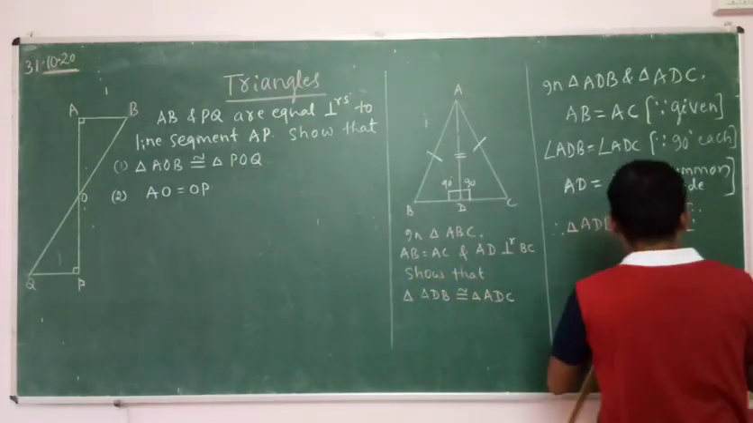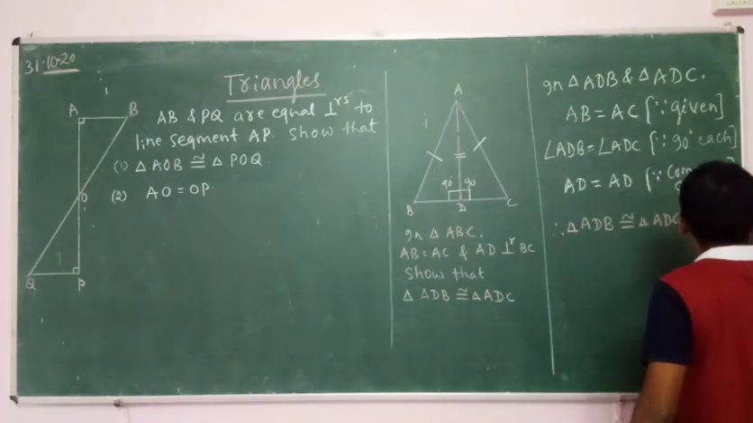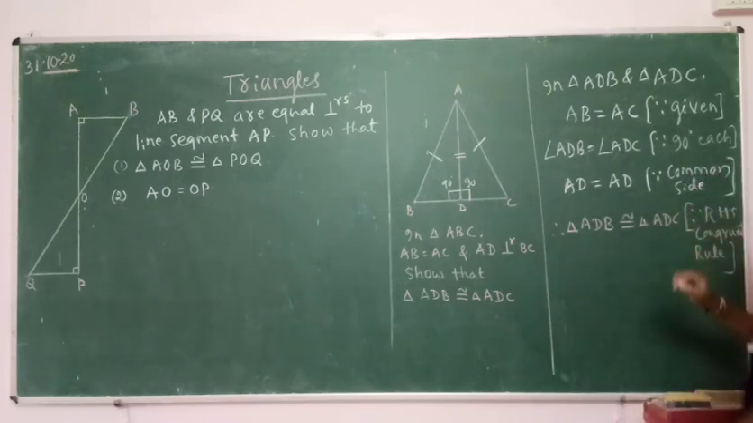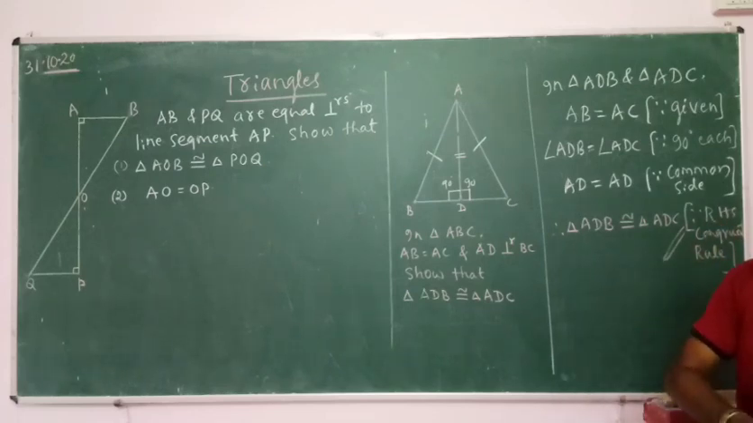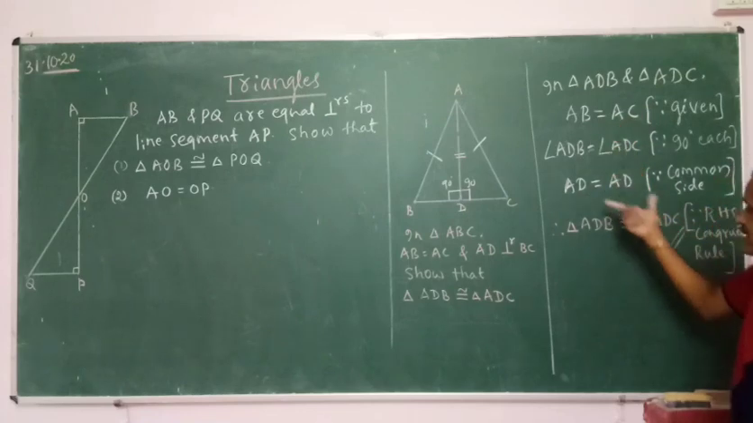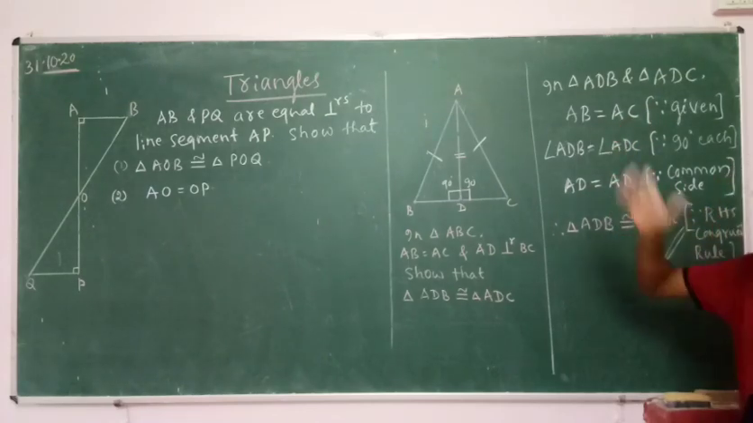I can write because of RHS congruent rule. That is the end of the problem. Very simple. Only 5 steps. Two triangles, three equal things. Finally prove that the triangles are congruent.